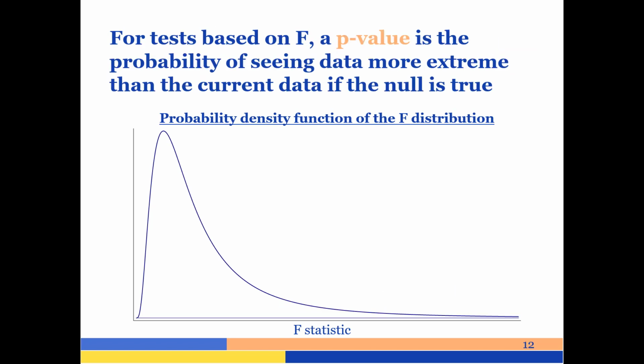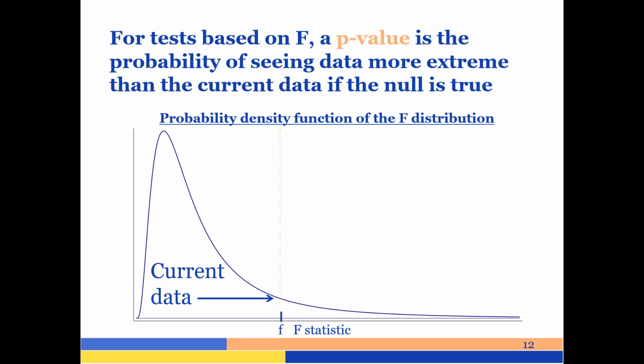For our current data, we can compute an F statistic. On the graph shown on the slide, the F marks the location of the observed test statistic. The p-value is the chance that we would observe data more extreme if in fact the null hypothesis is true. It is an area under the curve that is to the right of the observed statistic. It is the probability of observing F statistics larger than that seen in the current data.